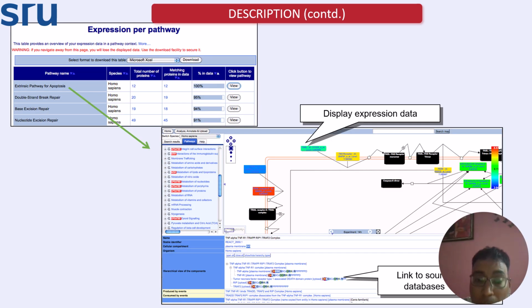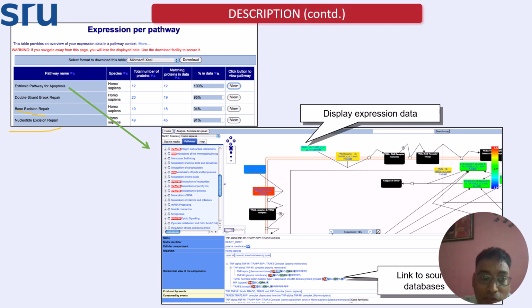Now see the same part in different pathways, how different expression data is there, like how many genes are getting expressed, and what is the expression level of different proteins coming up in the pathway. So for that, see here, the same part, if I'm putting it here: extrinsic pathway for apoptosis, double strand break repair, base excision repair, nucleotide excision repair. How many are there?